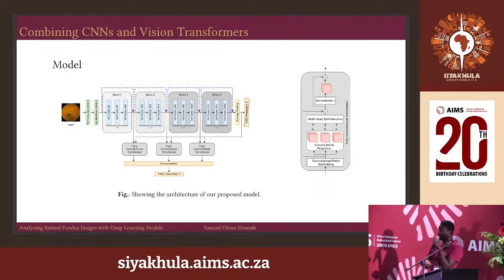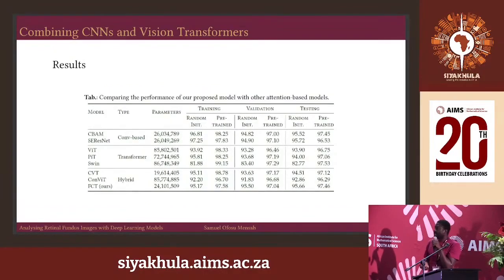It is a transformer model which takes in convolutional patch embeddings to this particular layer, which is also just convolutions, and then we combine them using multi-head self-attention, and then we normalize them at the end. And this is what we got. And we compare them to other models.